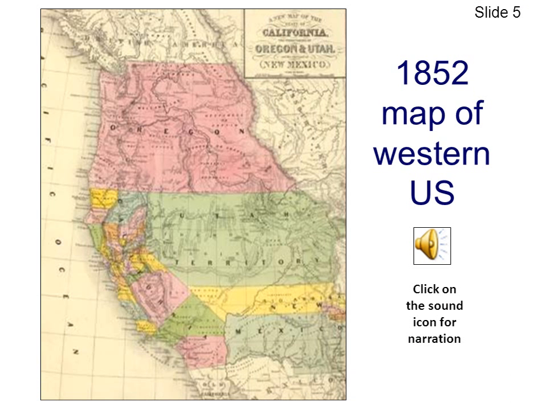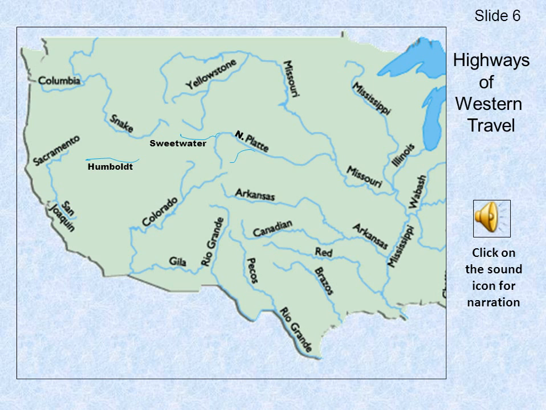This 1852 map of the western United States helps us see the political landscape as Western travelers of the day thought of it. Go on to Slide 6. On Slide 6, you can see the major rivers of the western U.S., which were the highways of the first half of the 19th century.